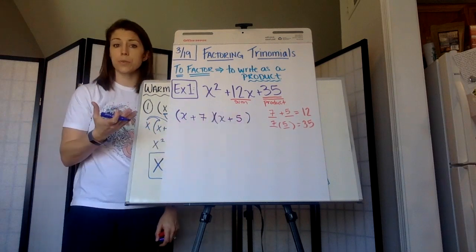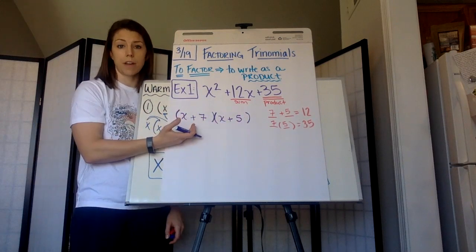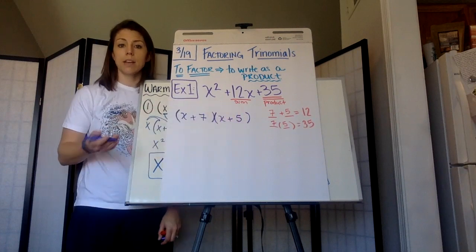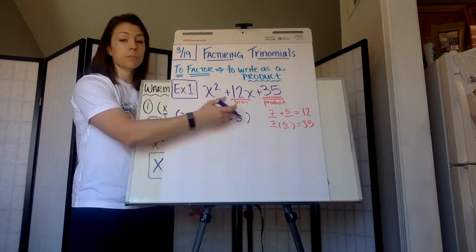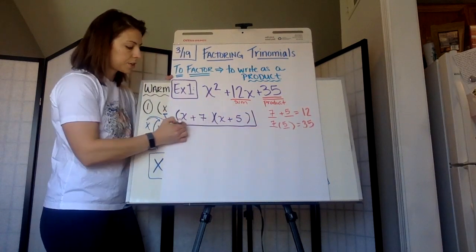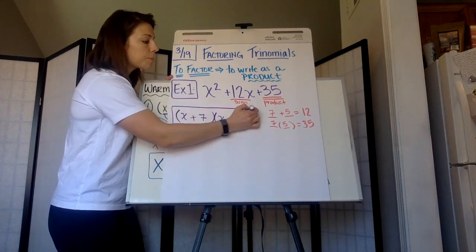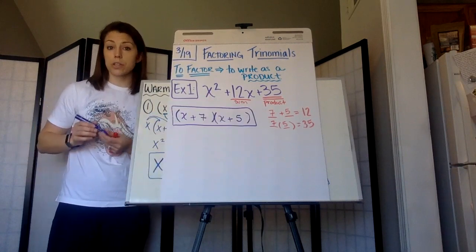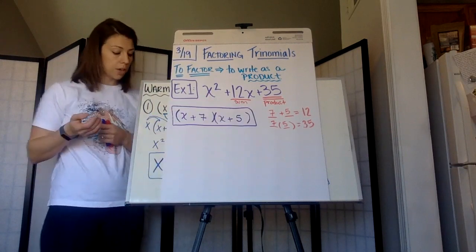And they could also be switched. So if you wanted to put positive 5 first, positive 7 second, you could totally do that as well. This is called factoring. Now, if you don't believe me that this is actually equivalent, I totally agree with you.